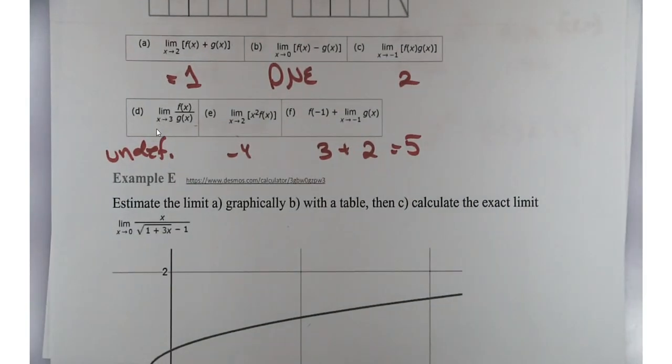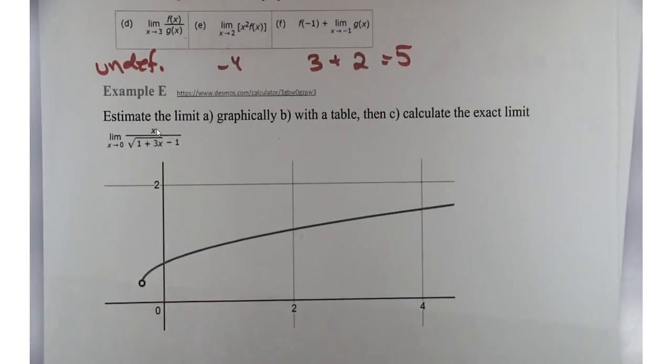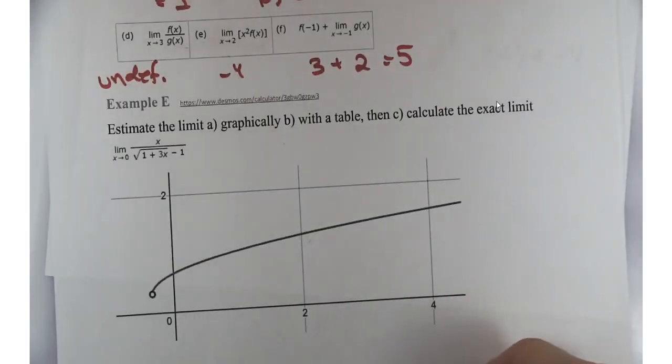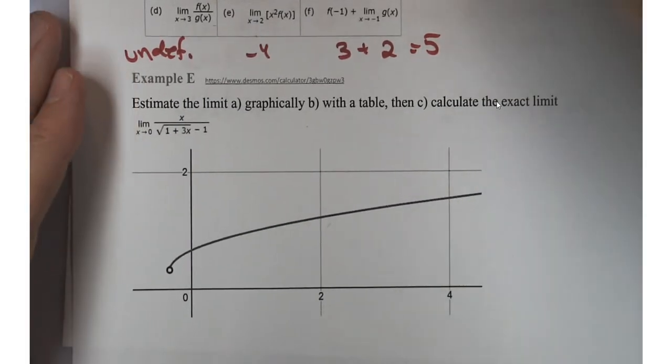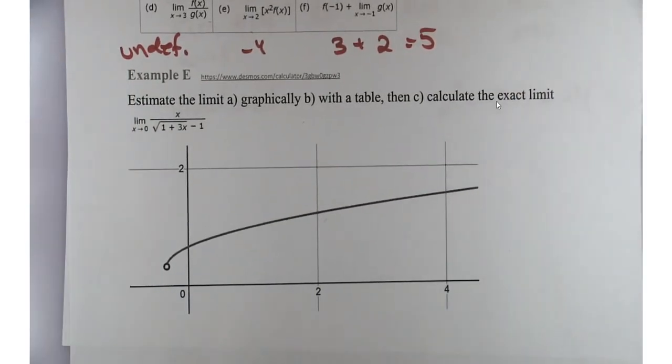Example E. We're going to look at this graph a couple different ways. We're going to look at it with a table, we're going to look at it graphically, and we're going to try and calculate its exact limit. So the exact limit, by that I mean algebraically, kind of like what we did with example C here. So let's start out by plugging this into our calculators and maybe looking at it graphically, maybe looking at it with a table or something.